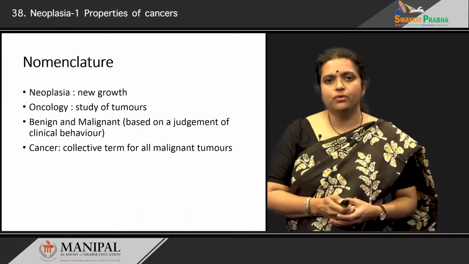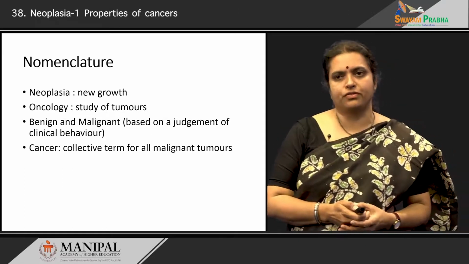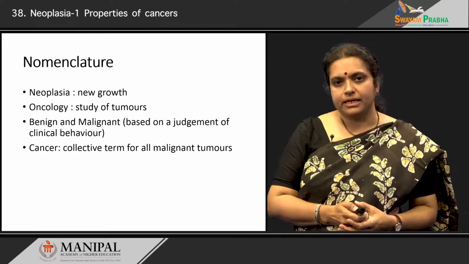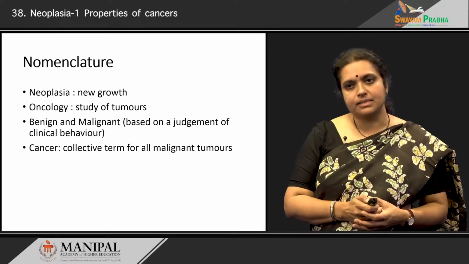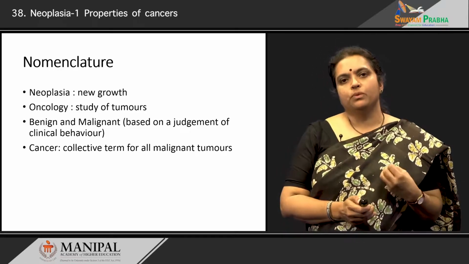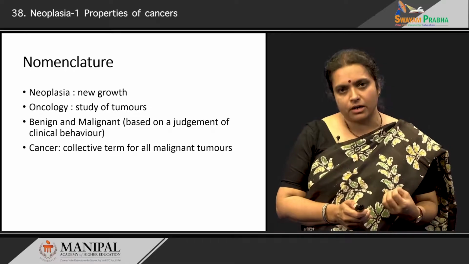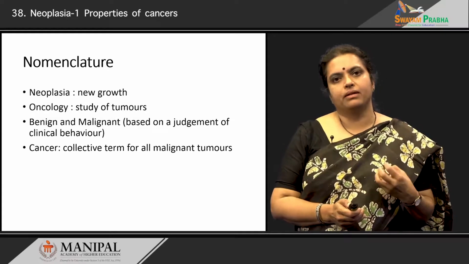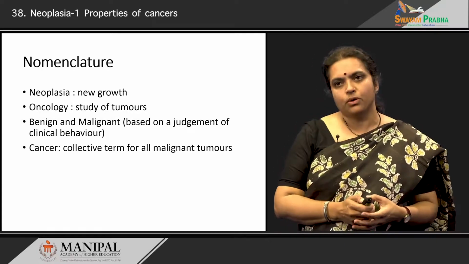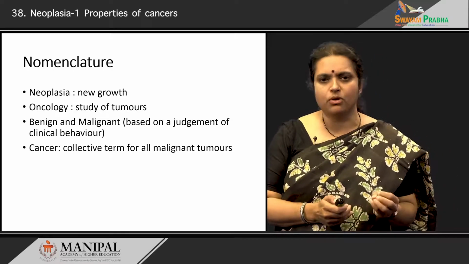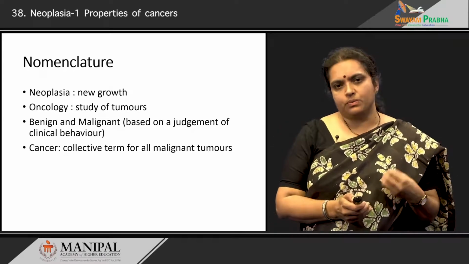Right. Before we move on to these different aspects of cancer cells and the properties, there is certain nomenclature that we need to understand. This is because we need to talk the same language. We need to use words that are understood by pathologists, by clinicians, by patients, and by everyone in a uniform way. And so, we have certain nomenclature that we use for cancers. So, let us go on to each of these words one by one.